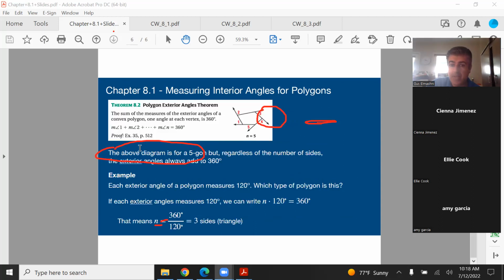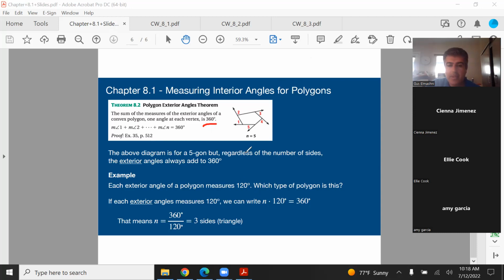And you'll have a chance to practice that on the worksheets. And then finally, measuring interior angles for polygons. As I said, they're all at 360, all the exterior angles, right? So what if you're told that each exterior angle is 120?